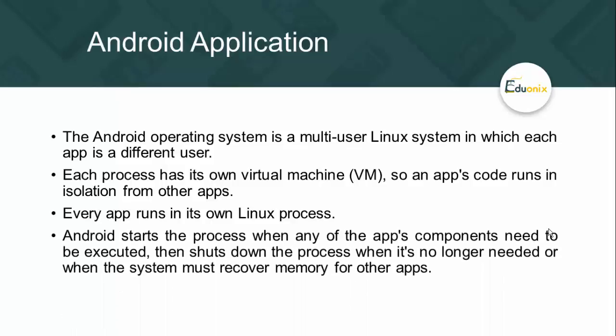An application class is instantiated when the process for the application package is created. The process is shut down when it is no longer needed or when the system must recover memory for other apps. Each process has its own virtual machine, or VM. Therefore, the code for each app runs in isolation from other apps.